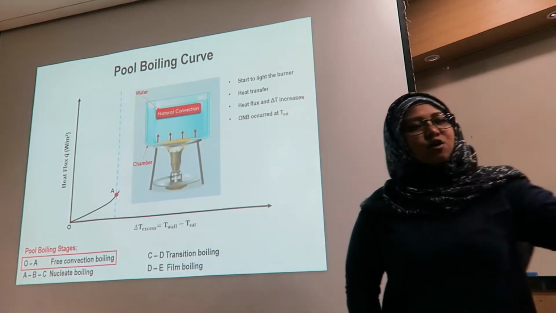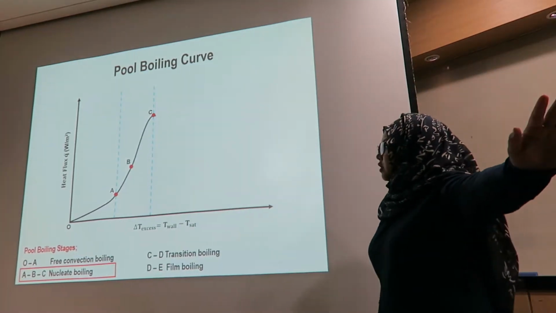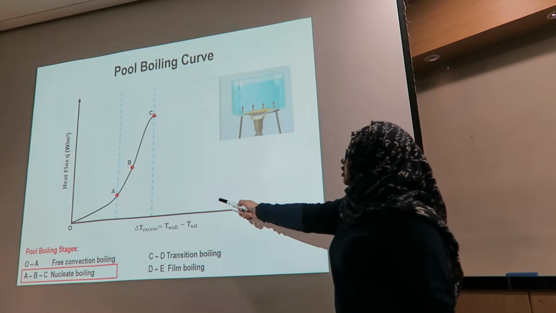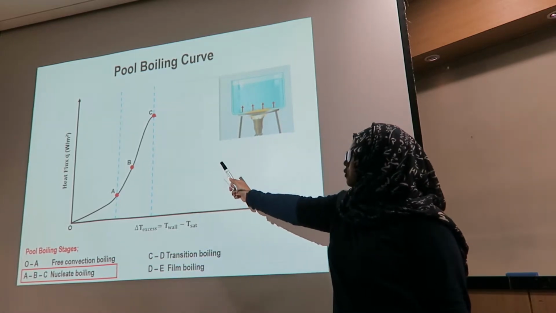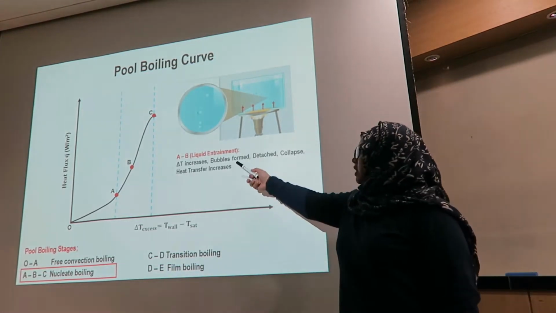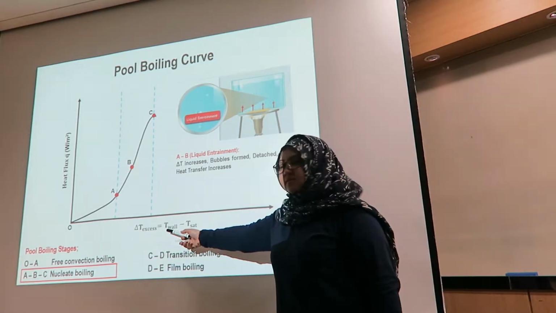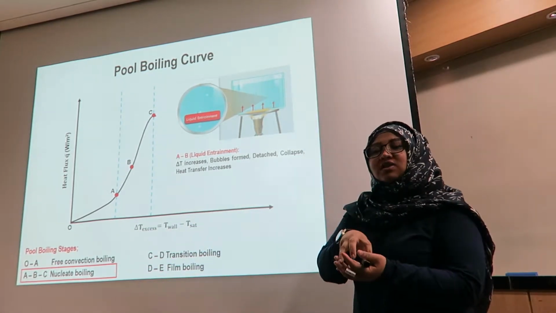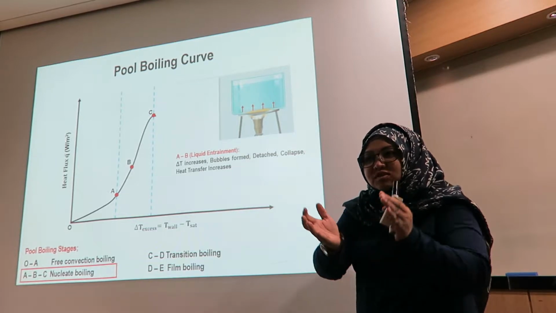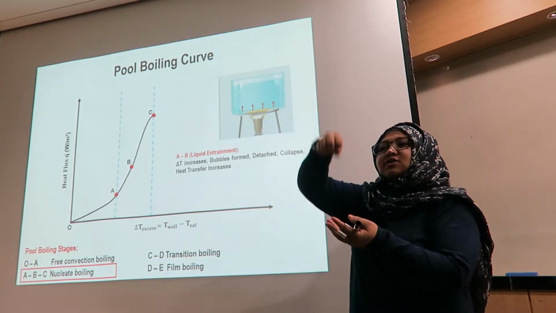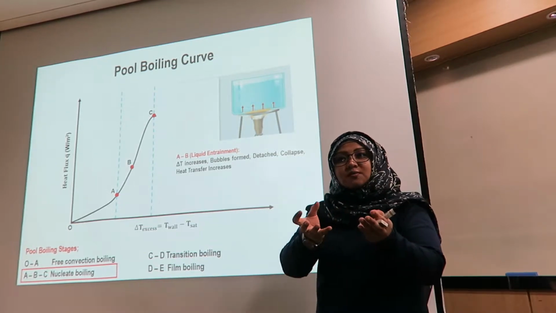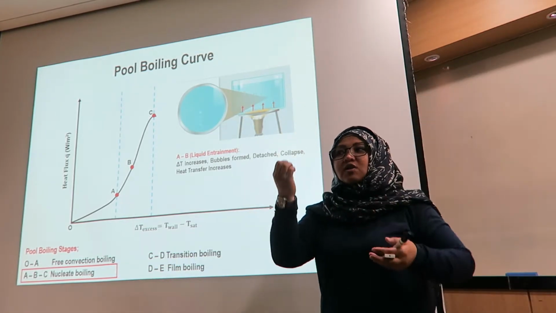Okay? Now let's move to the next curve. The next curve is ABC, which represents the nucleate boiling. In the nucleate boiling regime, we divide it into two regimes, which are AD and then BC. In the AD regime, we call it liquid entrainment. The delta T keeps increasing, and then the bubbles start to generate on the heated surface. The bubble will grow in size, and then it will detach from the heated surface. When it detaches, the bubble will rise up, and then it will collapse.